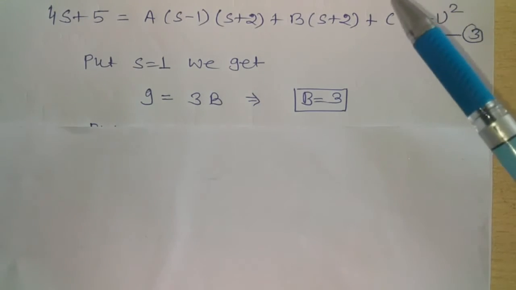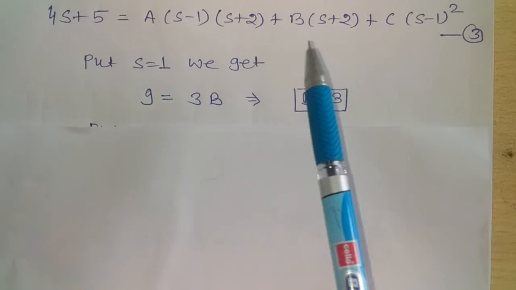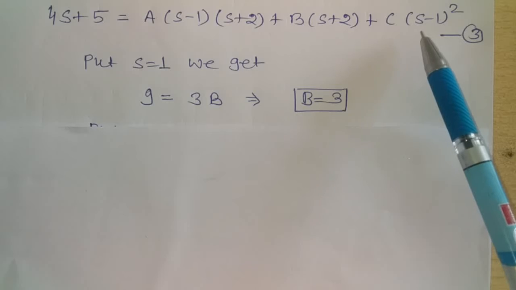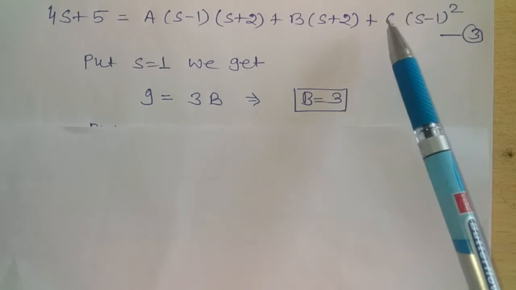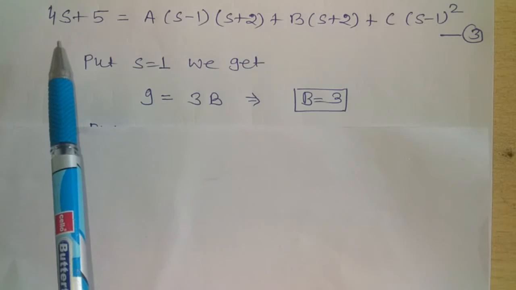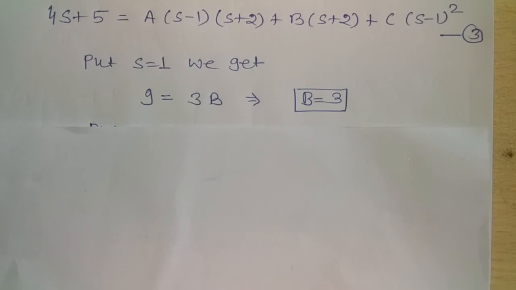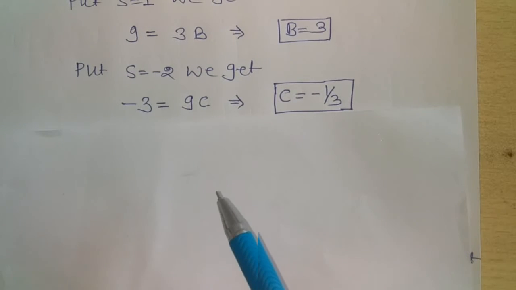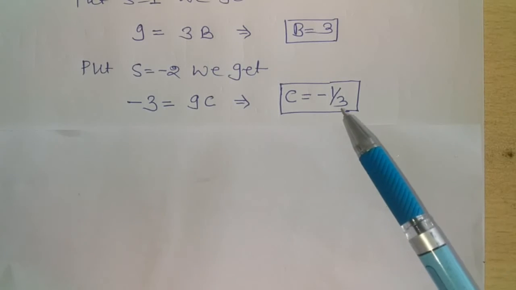Now we put s equal to minus 2, then this expression at s equal to minus 2 becomes 0, and this expression becomes 0, and this expression is minus 2 minus 1 is minus 3, and minus 3 whole square is 9. So on the right hand side we get 9c, and on the left hand side when we put s equal to minus 2, we get minus 8 plus 5 is equal to minus 3. So putting s equal to minus 2, we get minus 3 equal to 9c, which gives c equal to minus 1 by 3.